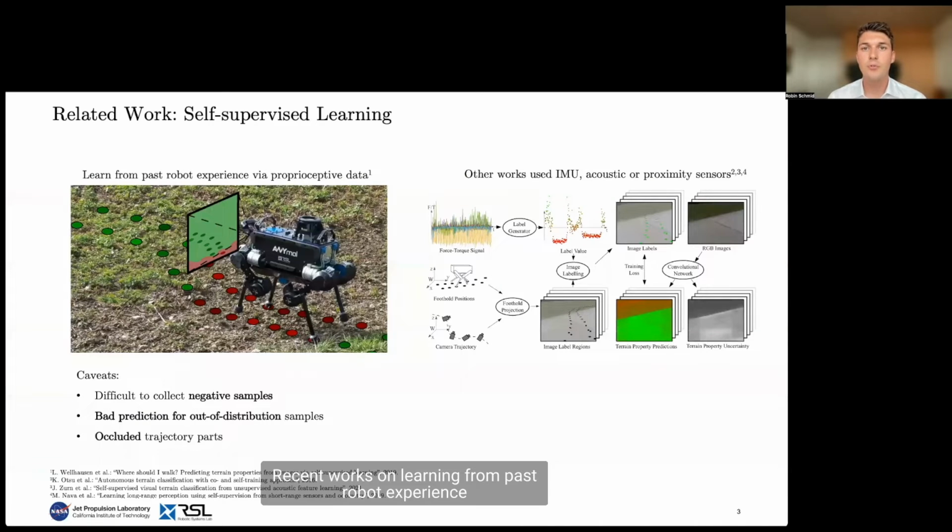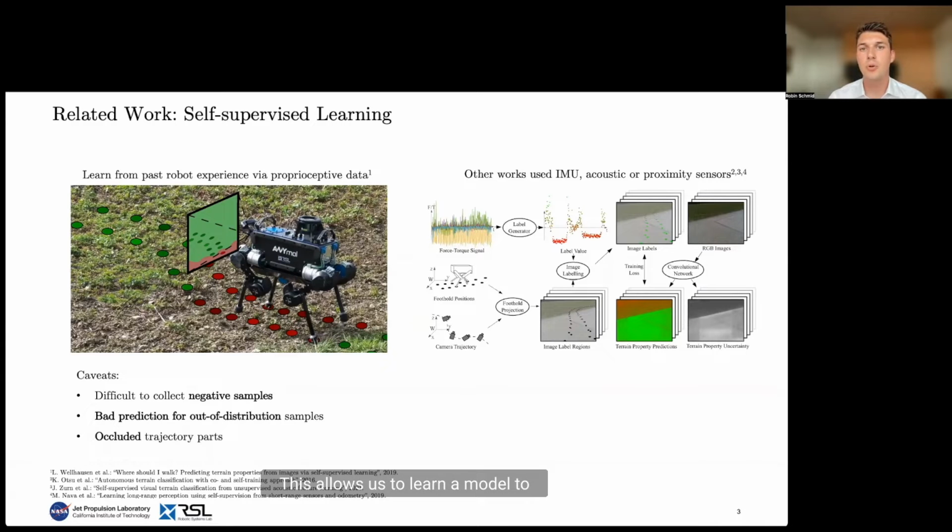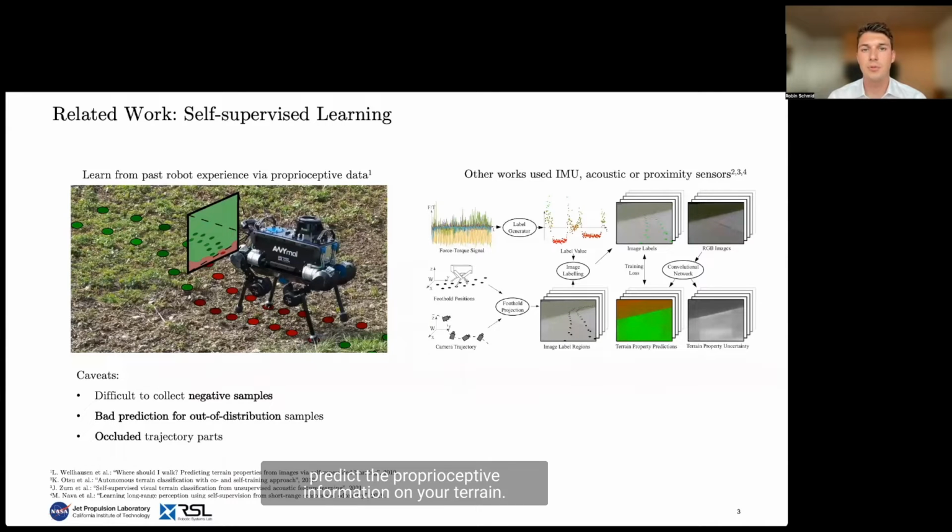Recent works on learning from past robot experience generate training labels in a self-supervised way. In a work from Lawrence Wellhauser et al., the robot's trajectory gets projected into the camera image and labeled with the proprioceptive information. This allows to learn a model to predict this proprioceptive information on new terrain. Since this only learns on positive samples, the model is bad at predicting for out-of-distribution samples and also does not treat the case of occluded trajectories.